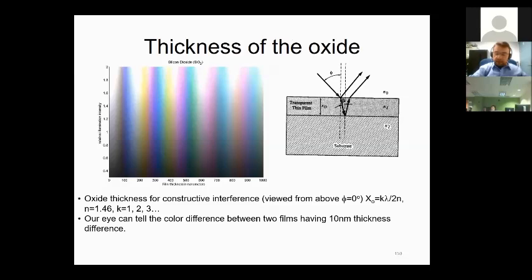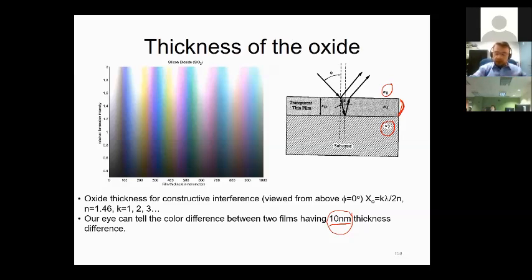That's the most important thing, the thickness of the oxide. So we have air here, we have the underlying substrate. Believe it or not, even your eye can give you an estimation roughly. You can understand the difference between the two layers if as small as 10 nanometers.